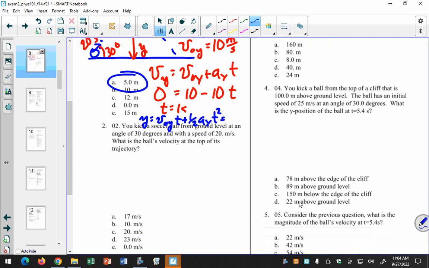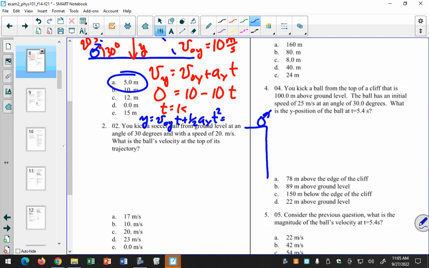I'm sorry, what was your question? So you gave us the y, which usually would be negative 100 because it's 100 off the ground, but for some reason you kept it positive, and then you used y equals v naught y t plus half a y t squared, but you didn't put negative 100 equals all that. Oh, yeah, good question.